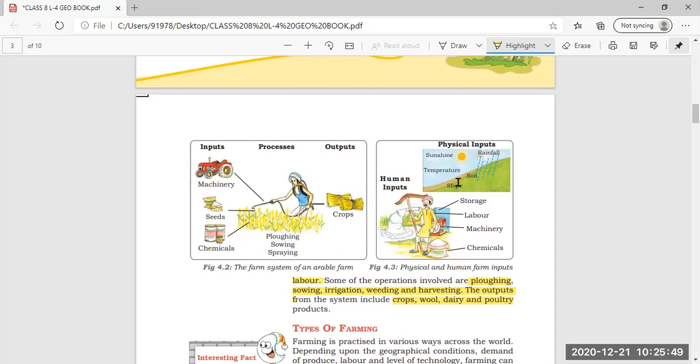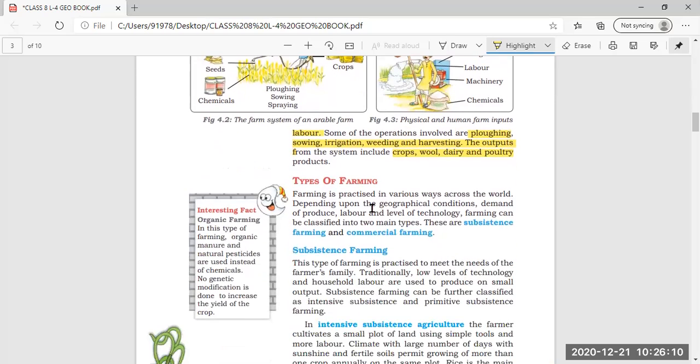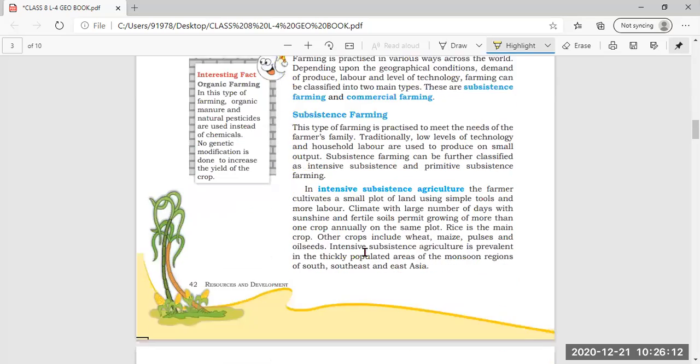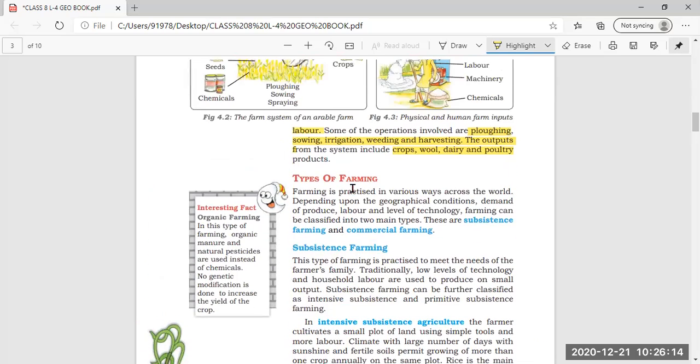physical inputs is sunshine you get, temperature, soil, slope, rainfall, all these are very much important for the growing of the crop. And even human input is there, that is storage, labor, machinery, chemicals, all these is the human input which a human being put to produce a crop on that particular farm. Now types of farming.